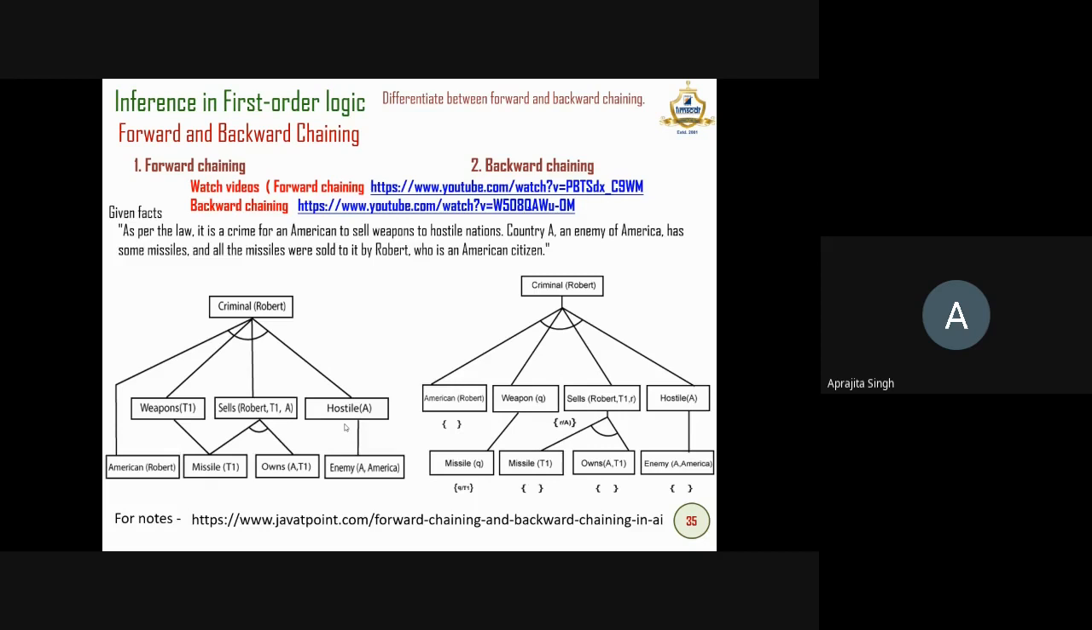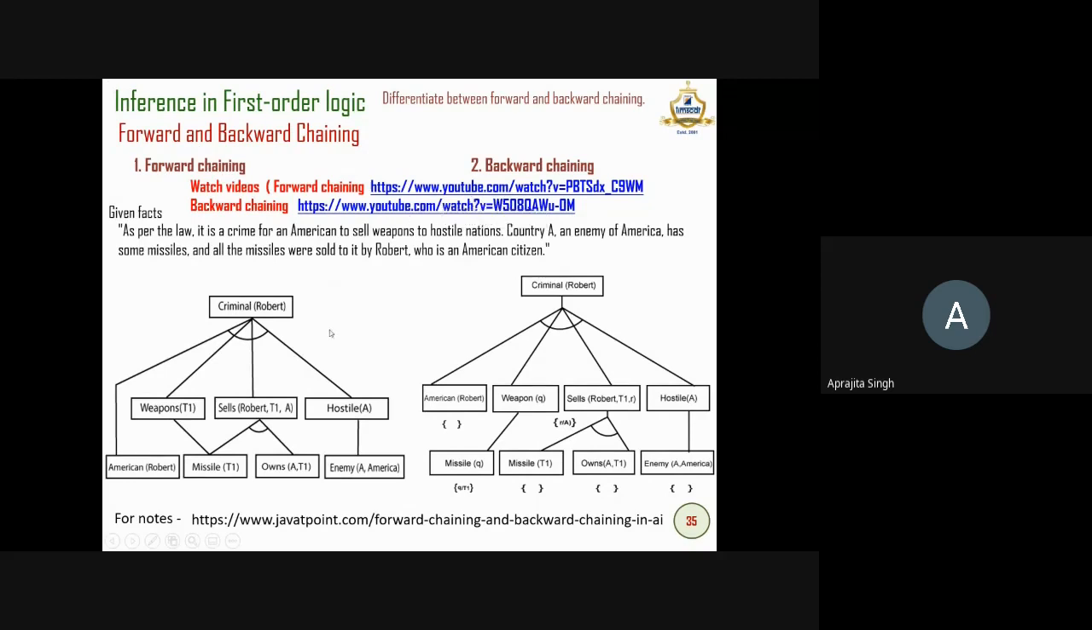Okay. So now to really understand forward chaining and backward chaining, we have an example in your books also, a quite common example about this American person who is selling some weapons to hostile nations. This example is given in these videos very nicely, but I will not go through it. I will post these videos on the chat. You can just go and see what exactly forward chaining and backward chaining are.